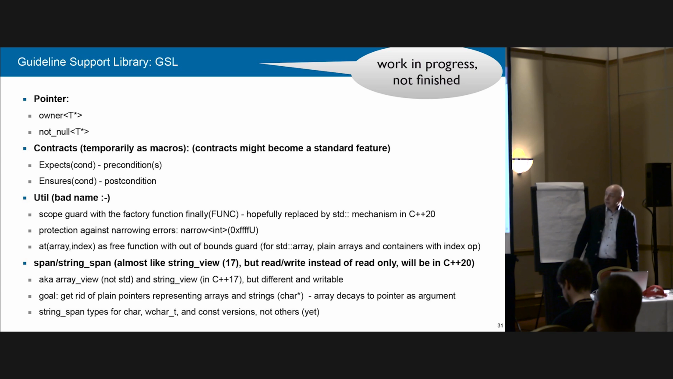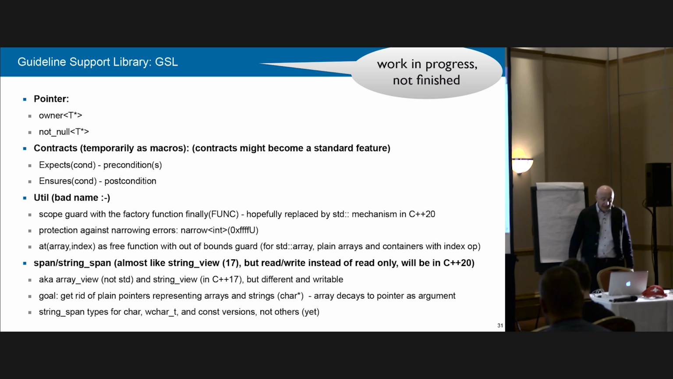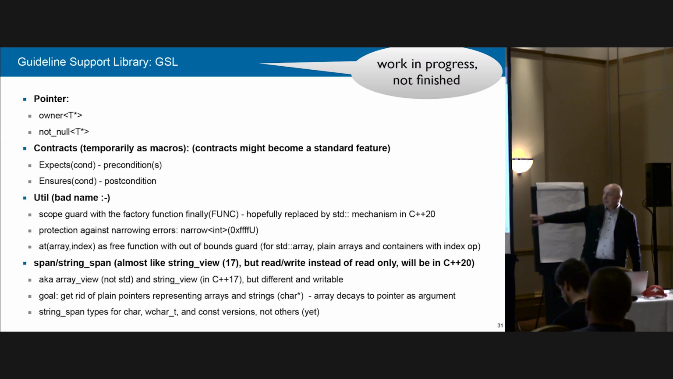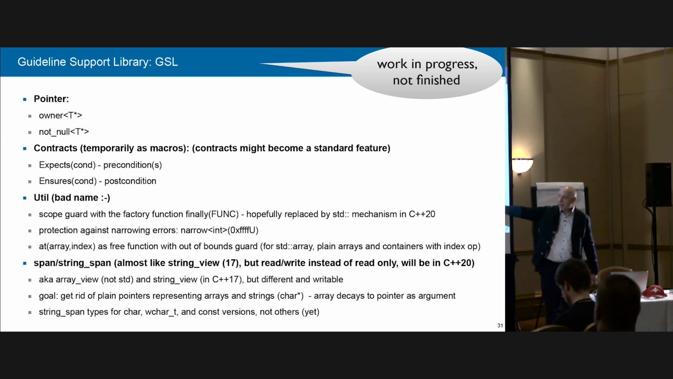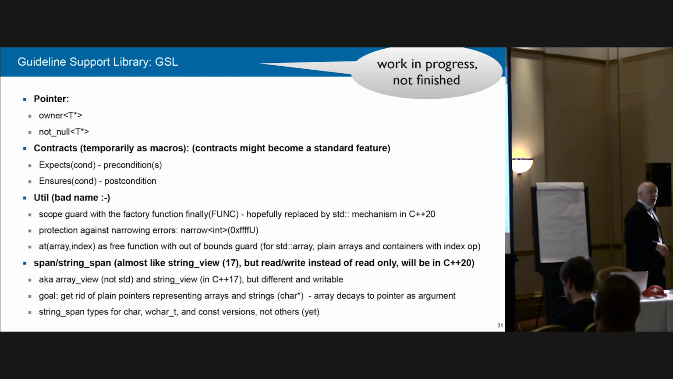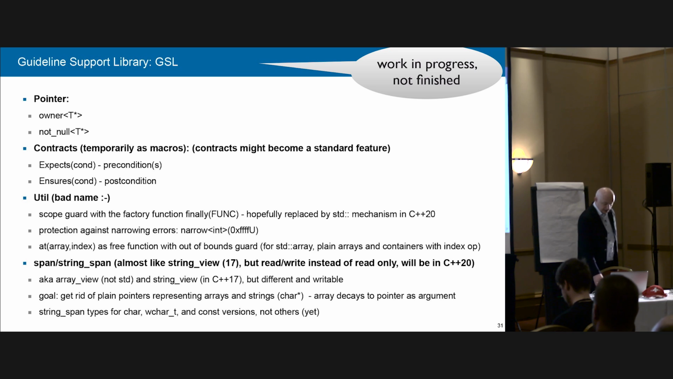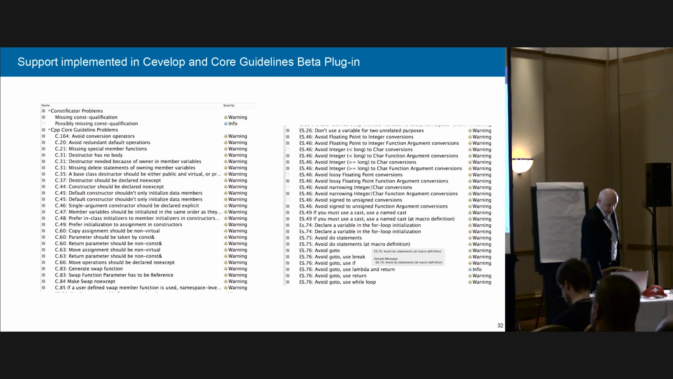And we have things like at for that work with plain arrays and containers, and with bounds guard. And span and string span, which have had some changes over time. They had a string view that was guaranteed null terminated, which the standard isn't. And I believe that's removed now from the core guideline support library.